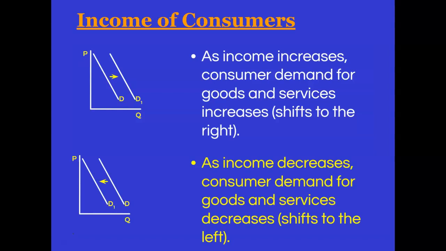Okay, income of consumers will also affect the demand curve. So as our overall income increases, general consumer demand for goods and services increases, so it shifts to the right. As income decreases, consumer demand for goods and services decreases, shifts to the left. Some households in America during the pandemic had income decreases and consumer demand, especially for things that would be considered optional goods or services, decreased or shifted to the left.